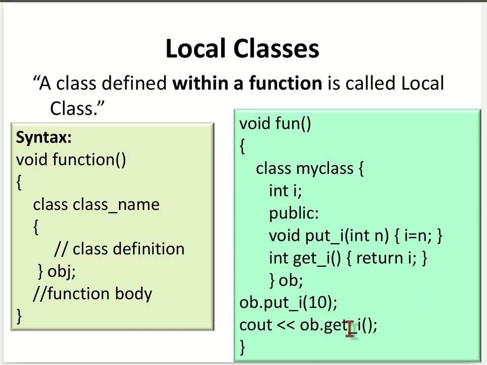Then ob.get_i, what will it do? It will return i. So it will be printing cout ob.get_i. It will be printing the i of this ob. So it will be printing 10.